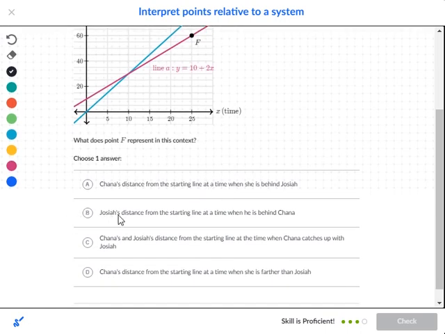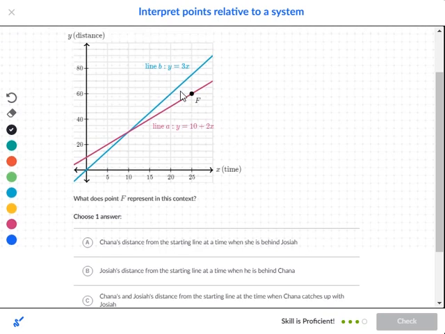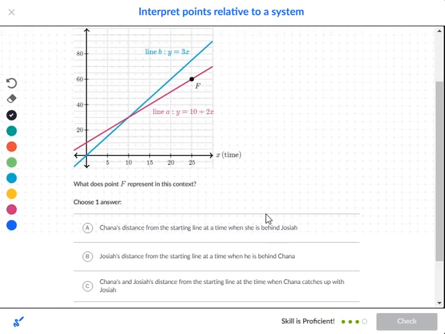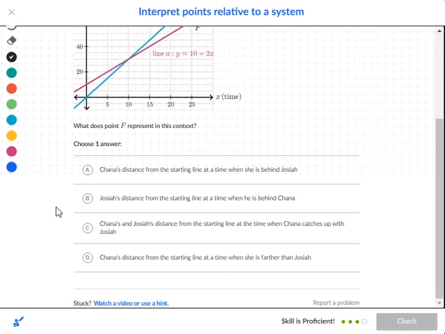So this one is where he's fallen behind, because if you look at the next one, it says China and Joshua's distance from the starting line when China catches up with him. Well, the catch up is where the point of intersection is. Then China's distance from the starting line at the time when she is farther than Joshua. So she's actually farther than him too. So Joshua's distance from the starting line at the time when he is behind China, and China's distance from the starting line when she is farther than Joshua. So right here, he's trailing behind her. So this would be B.